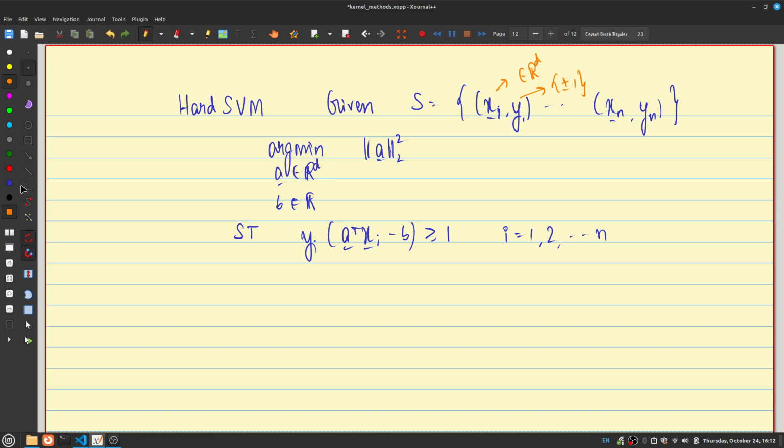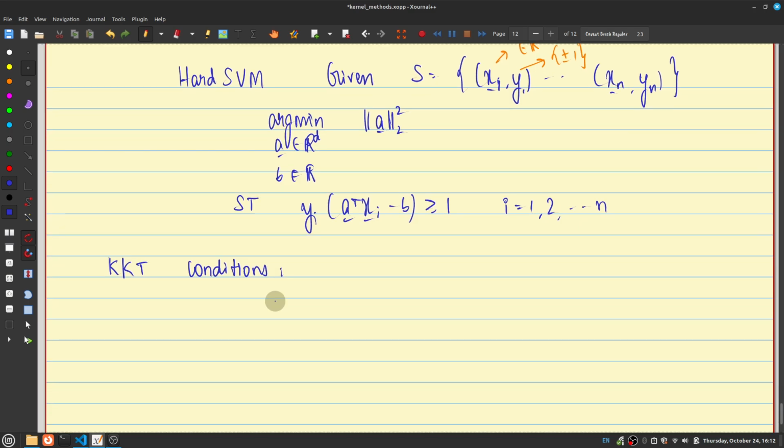And if you recall from the convex optimization course, as long as we have a nice smooth convex optimization problem, this satisfies strong duality, and we can solve this by solving for the KKT conditions. So let's write down the KKT conditions and see what that tells us about the solution to this problem. Right, so the KKT conditions are the following. In order to do this, let's first write down the Lagrangian.